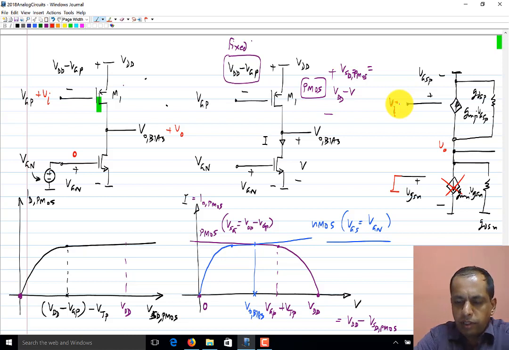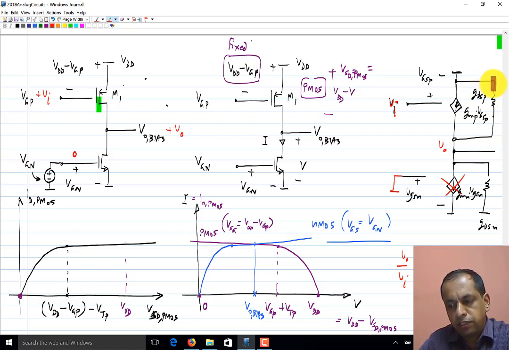So now see what happens. The gain V0 by Vi is given by minus Gm times the effective load resistance. What is the load resistance? It is the output resistance of the PMOS in parallel with the output resistance of NMOS, or in other words, it's the reciprocal of the sum of these two output conductances. Okay, so this is the gain of the amplifier now. If both transistors are in saturation, then GDSP and GDSN will be much smaller than GMP, and the gain that is realized will be very large.